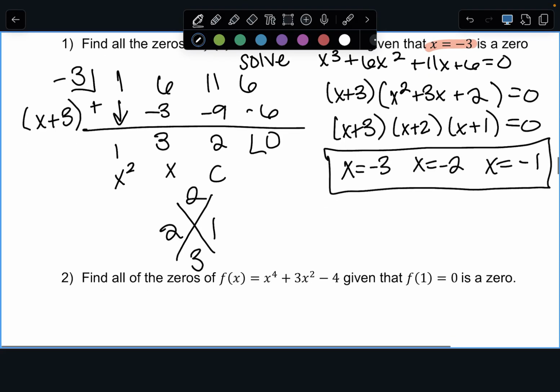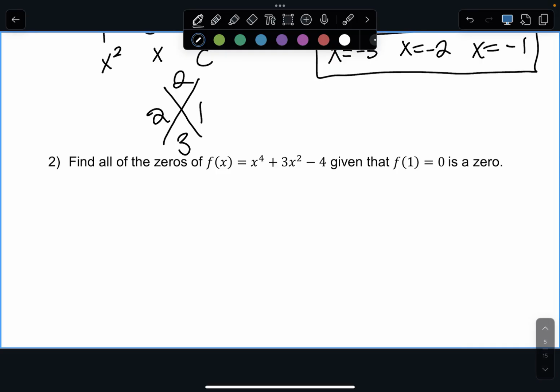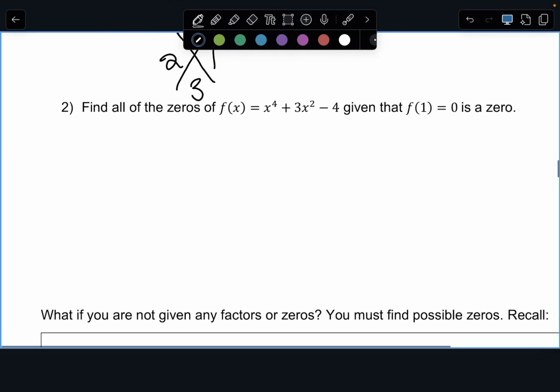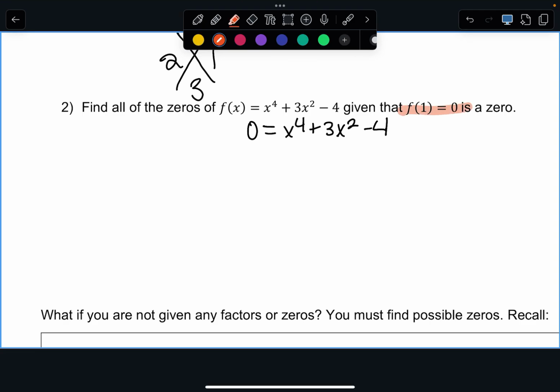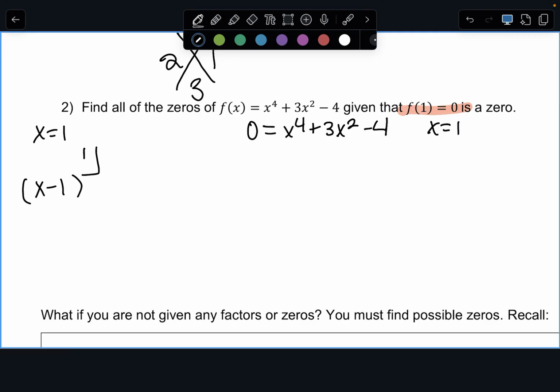Okay. Next one's worded a little bit different, but it's the exact same kind of problem. It says find all the zeros of this function. So again, we're really setting this function equal to 0 and solving. And it says given that f of 1 equals 0 is a 0. What is x in this case? X is 1. That relates to the 0, x equals 1. So what's my special number in the box? 1. And what's my factor? X minus 1. Okay, good. We're only ever really switching the sign when we're putting it in parentheses.